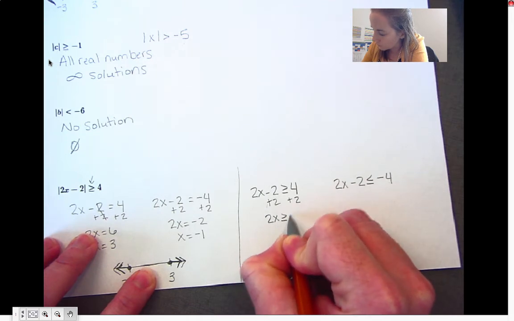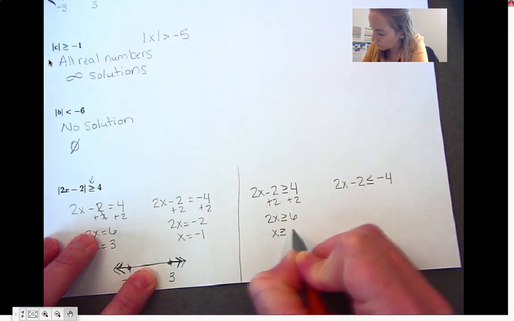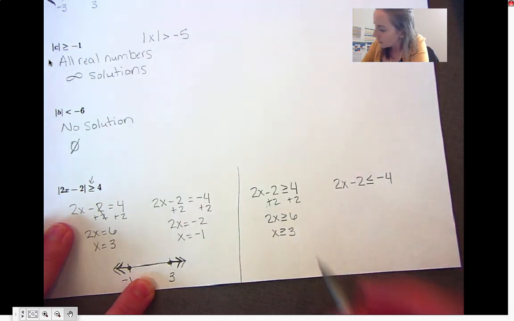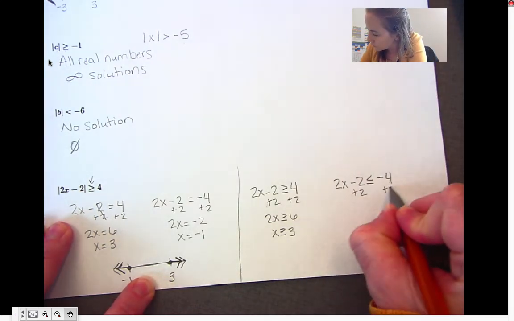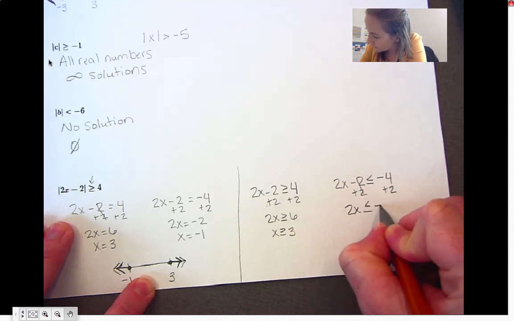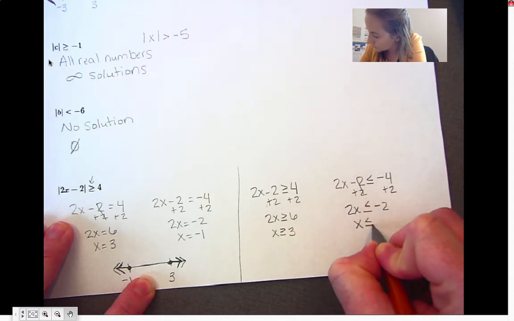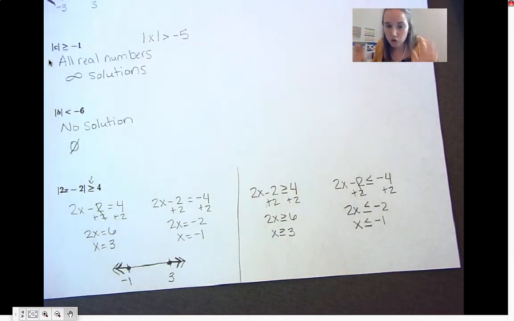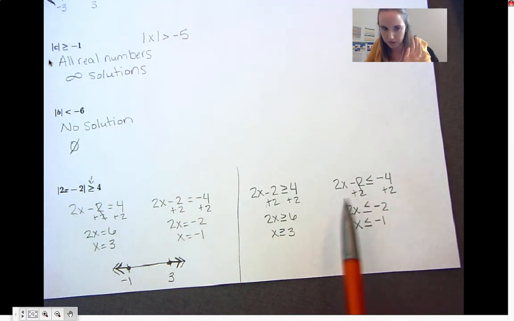And so in this case, add 2, 2x is greater than or equal to 6, x is greater than or equal to 3. And so if you look back here, that corresponds with this section here, x is greater than or equal to 3. And then plus 2, 2x is less than or equal to negative 2, x is less than or equal to negative 1, and that corresponds with this section. So you can choose how you want to solve it. I like doing it as an equal sign so I don't have to worry about making sure that I've flipped my sign. Let's do one more.